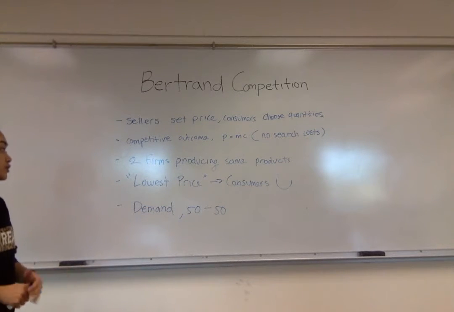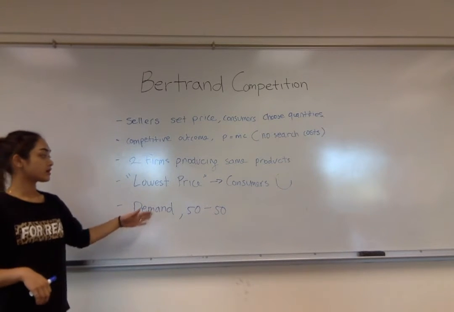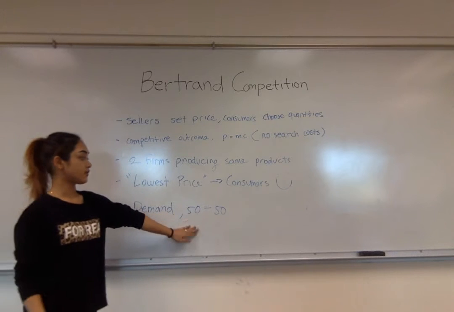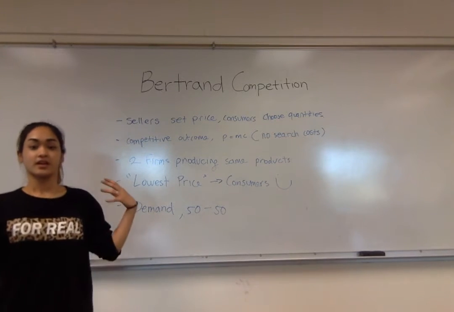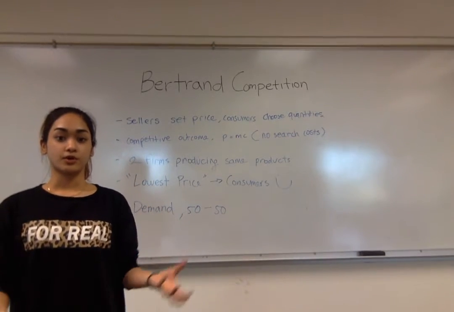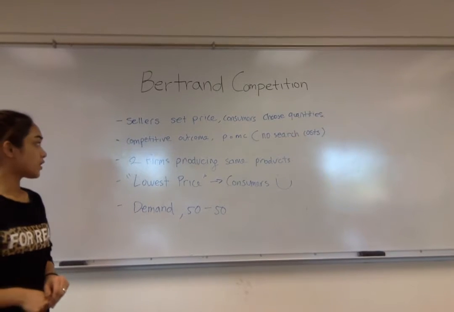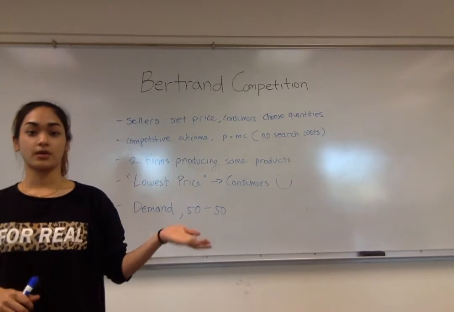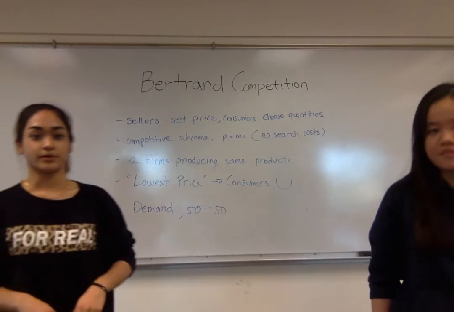And when the consumer picks the lowest price, the whole market demand is divided 50-50 equally between firm 1 and firm 2 if they have the same product, same marginal cost, and are selling at the same price. So next up, I'm going to be telling you some examples about Nash equilibrium.